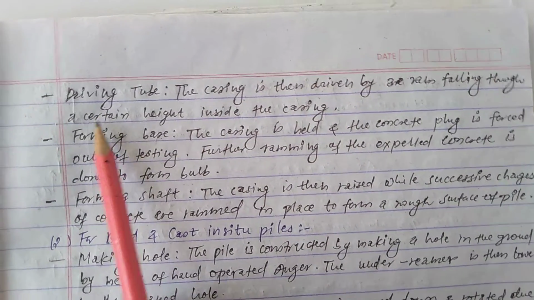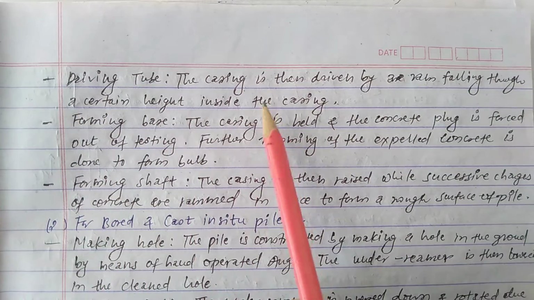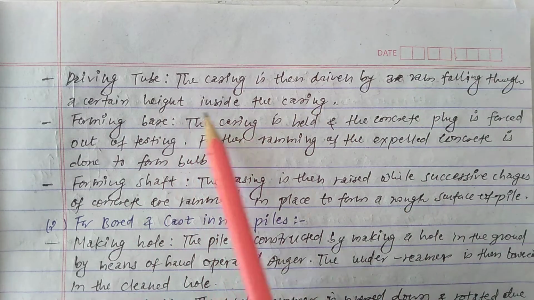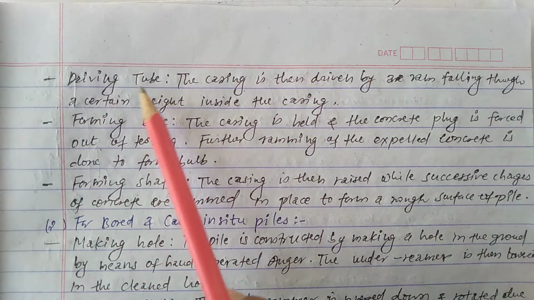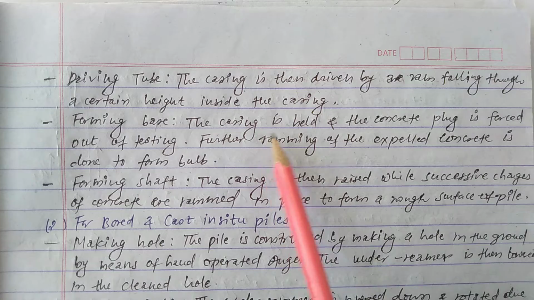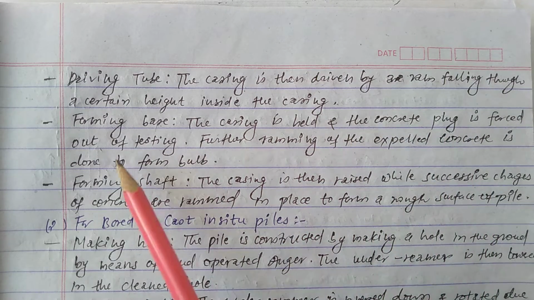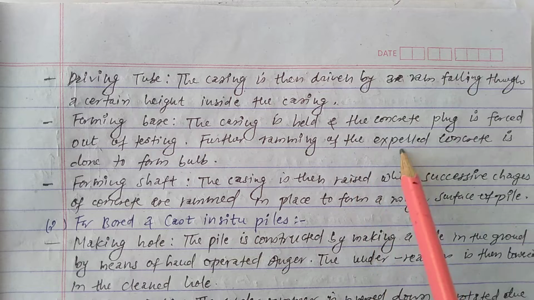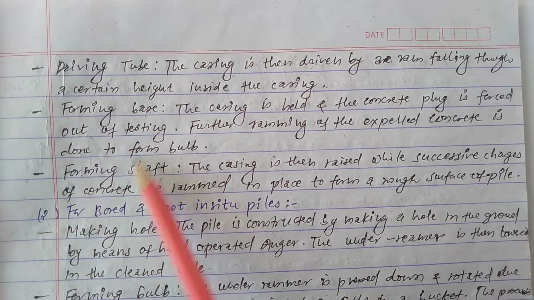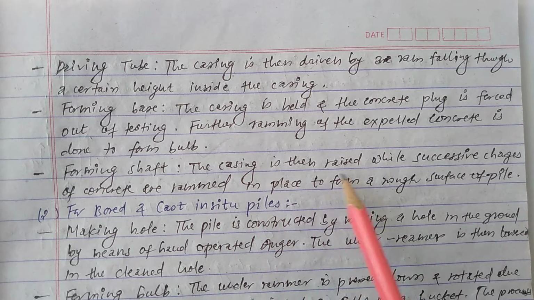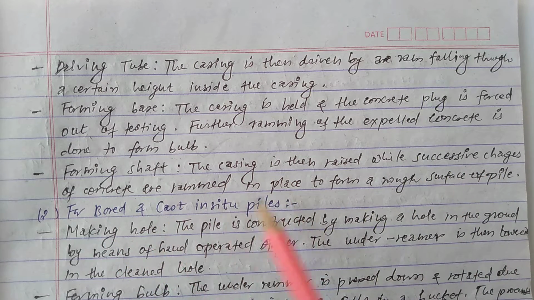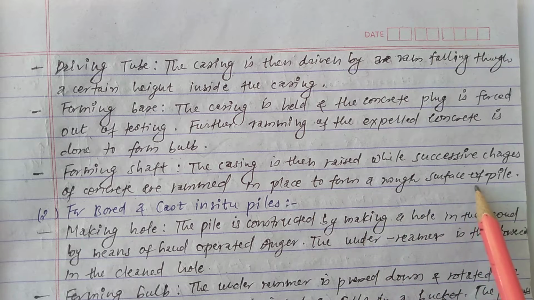Then driving the tube: the casing is driven by a ram falling through a certain height inside the casing. Next is forming the base: the casing is held and the concrete plug is forced out. Further ramming of the expelled concrete is done to form the bulb. Then forming the shaft: the casing is raised while successive charges of concrete are rammed in place to form a rough surface of the pile.